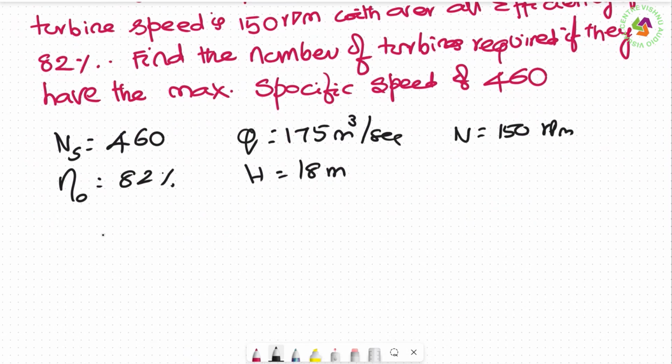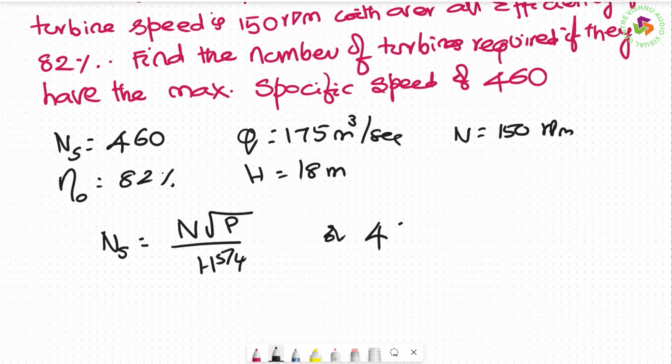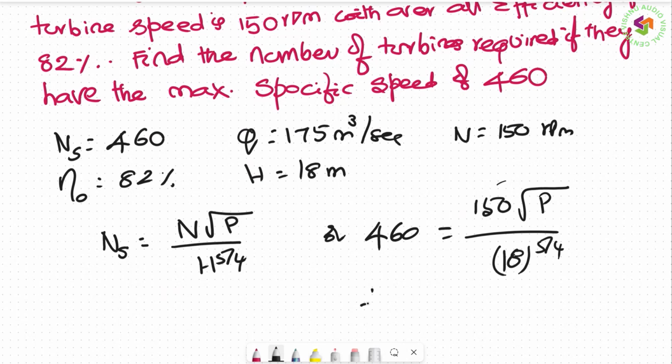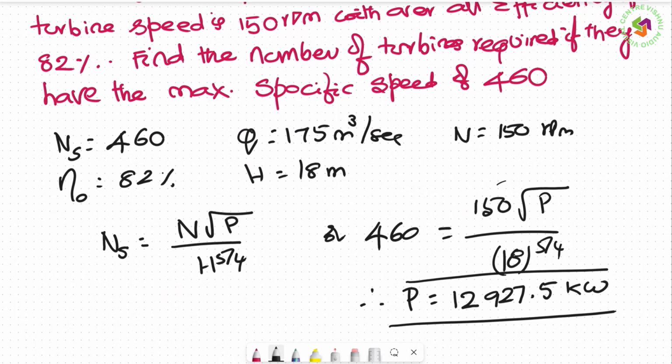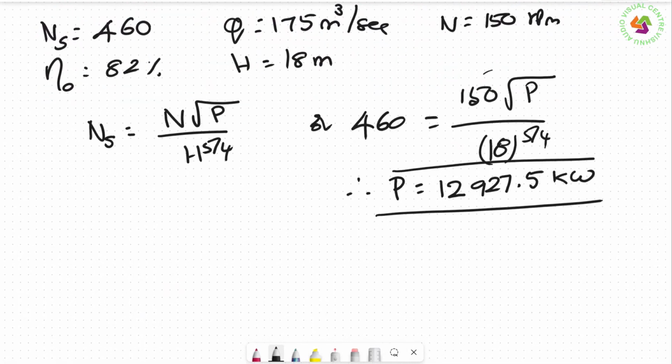First, I know Ns is equal to N root P divided by H to the power of 5 by 4. In such a case, 460 is equal to 150 root of P divided by H is equal to 18 to the power of 5 by 4. So therefore P, if I calculate, I am getting 12,927.5 kilowatts. This is the power available at the turbine shaft. This P is nothing but shaft horsepower.